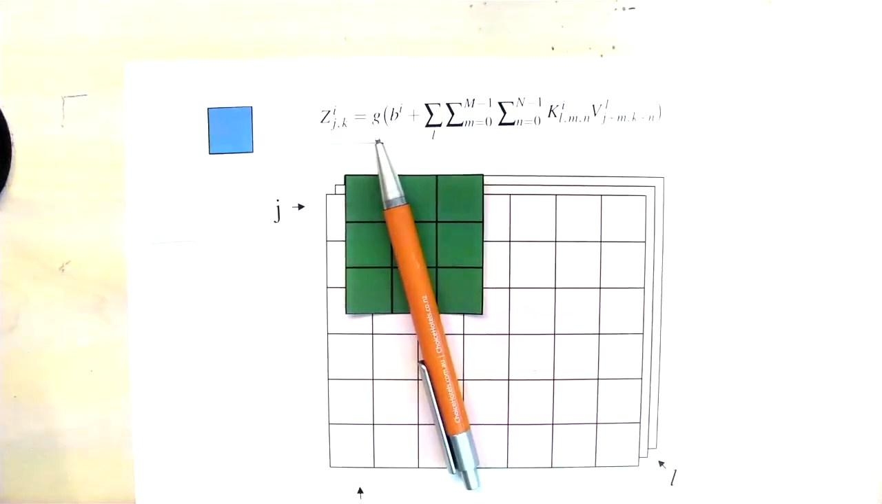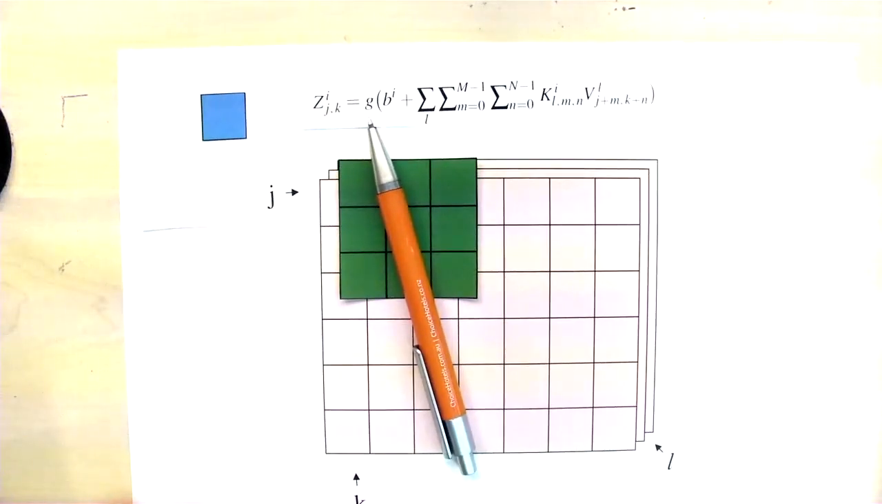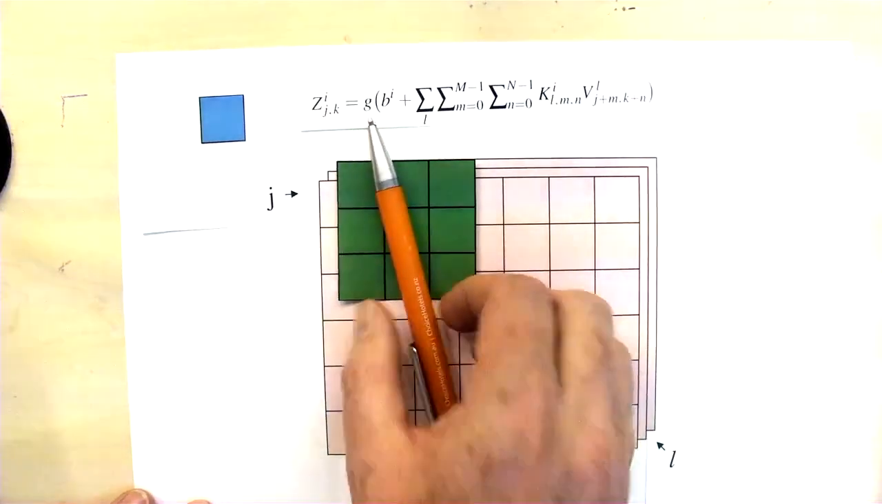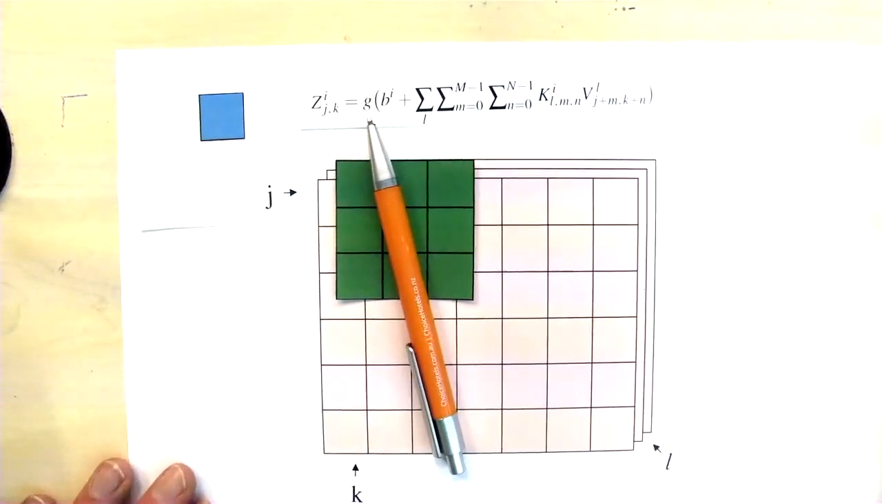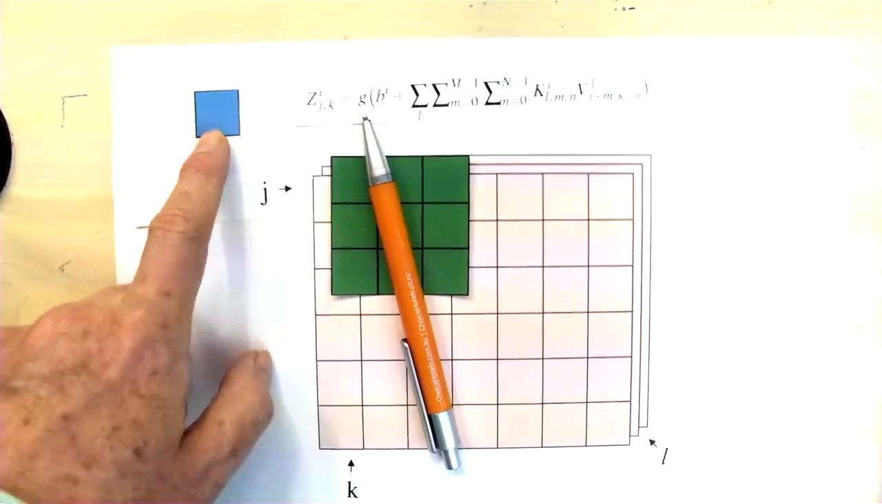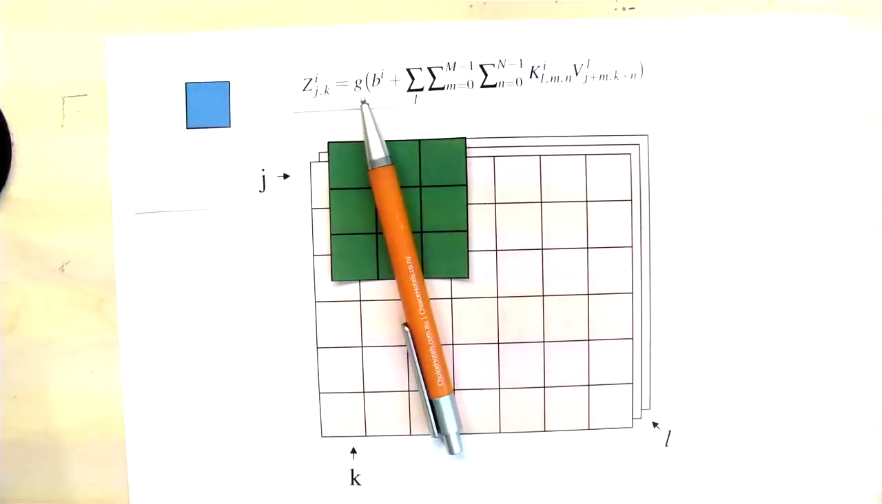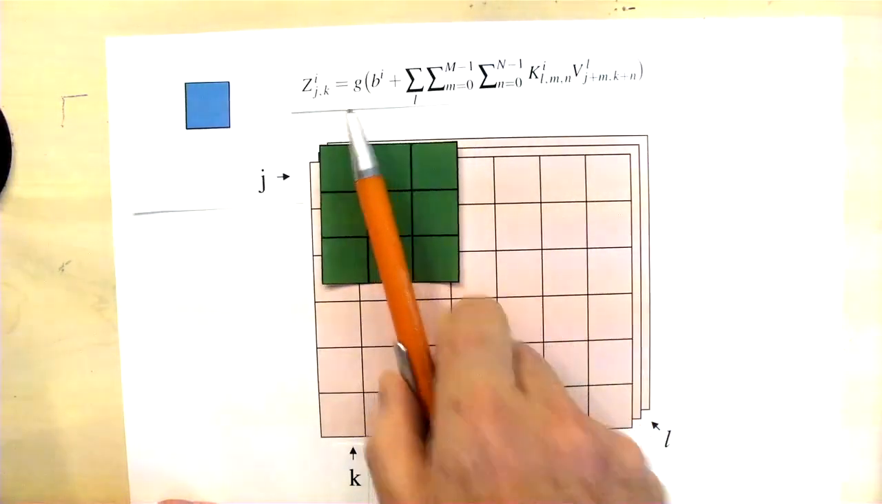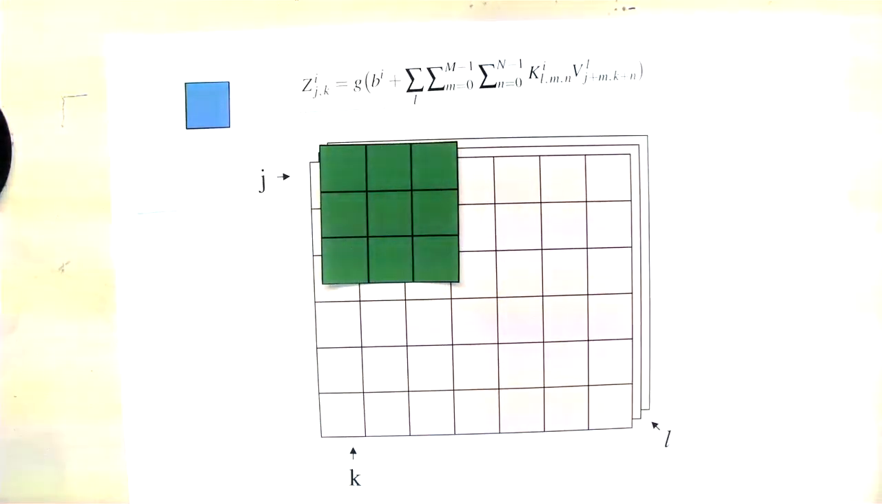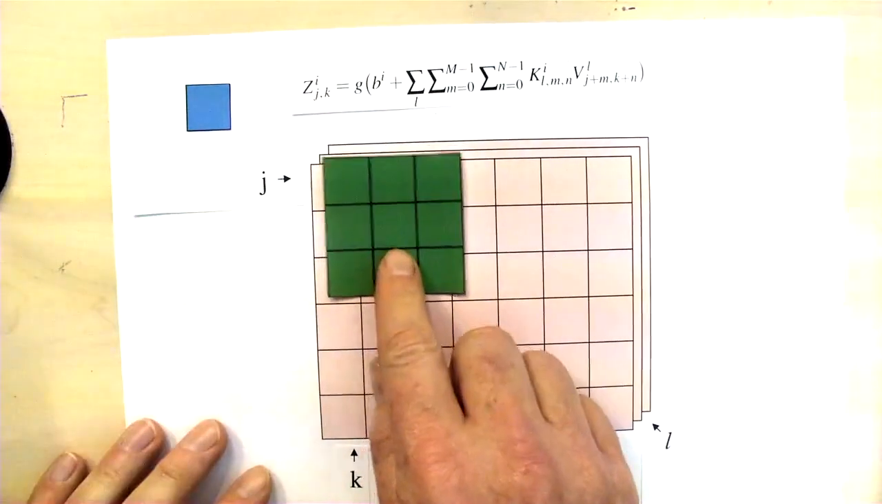And then I apply the transfer function. This g here is the transfer function, which in this case, let's think of it as the ReLU. So after I apply the transfer function, now I've computed one node in the next layer. Okay. Yes? How many nodes in each layer? I'll get to that. So we've computed one node.